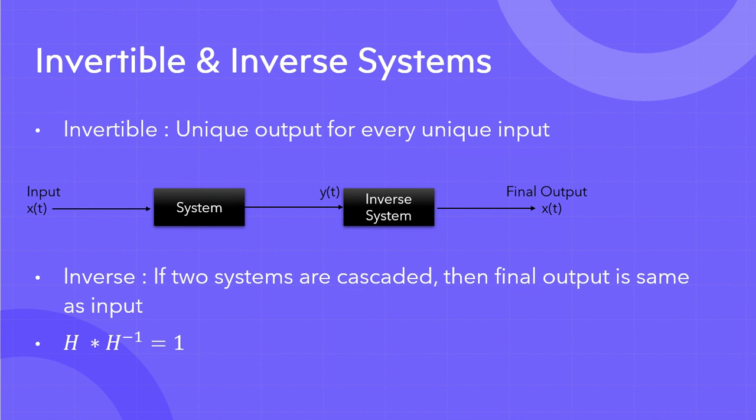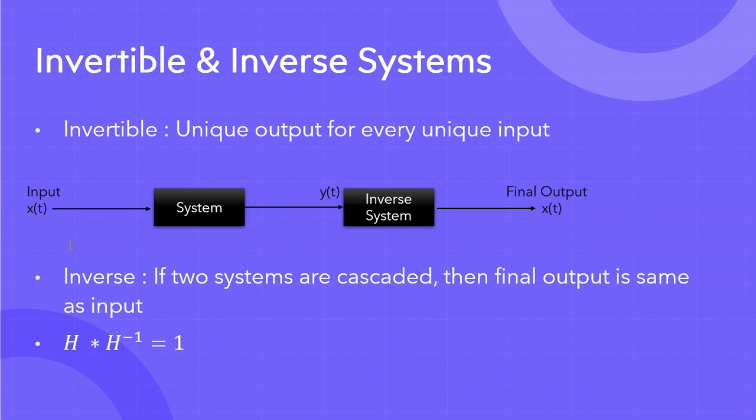That is why I have drawn this figure over here to make you understand that. See what is happening here. You are giving input x of t to your system, then you are getting an output y of t. This output of your system, y of t, you are giving it to your inverse system. And if you are getting the final output as your original input signal, which was x of t, that means your system is called an inverse system, right?